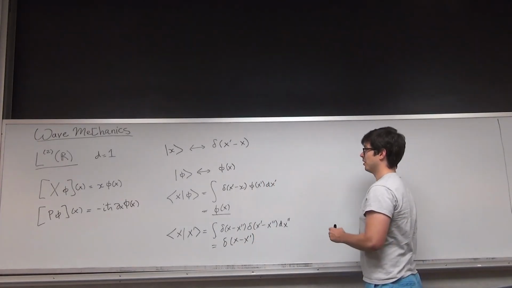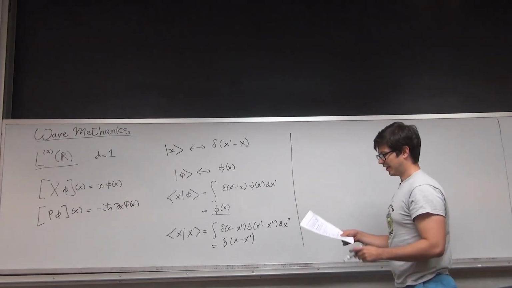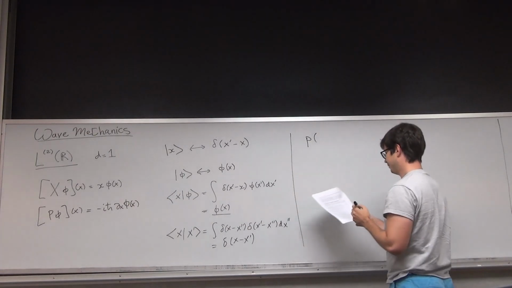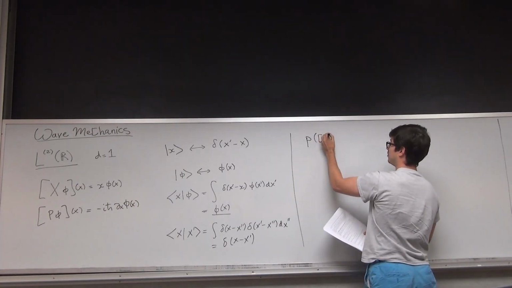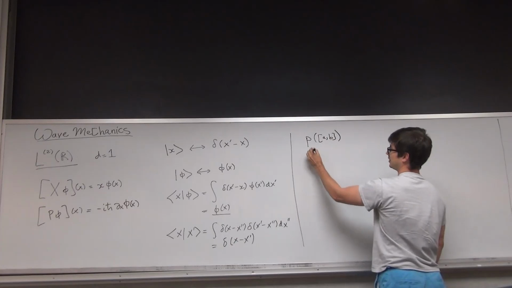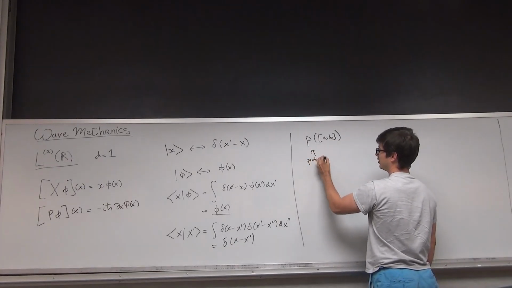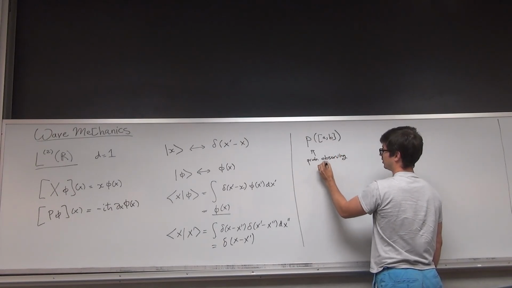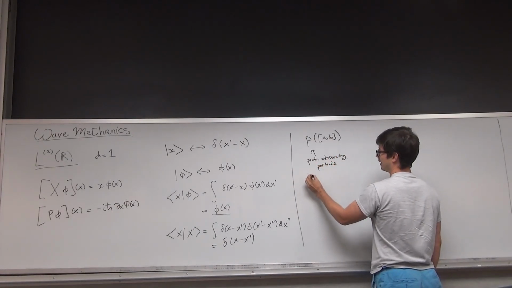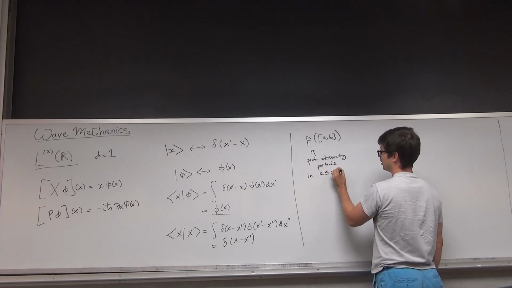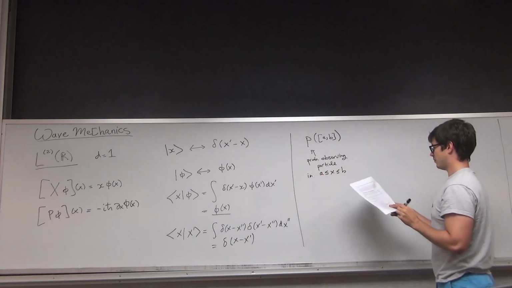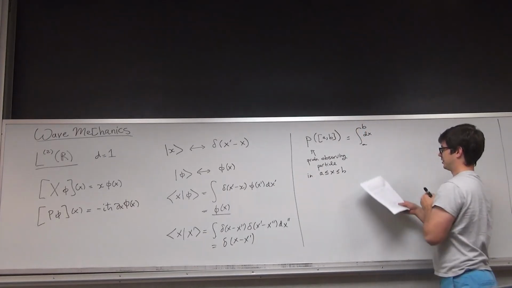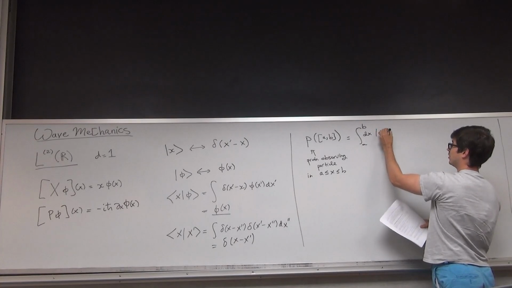Incidentally, you also have then the probability of observing a particle in an interval between A and B. That's just going to be the integral from A to B of dx times the modulus squared of phi of x.